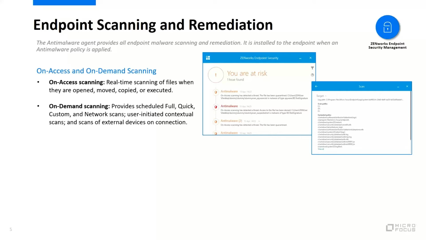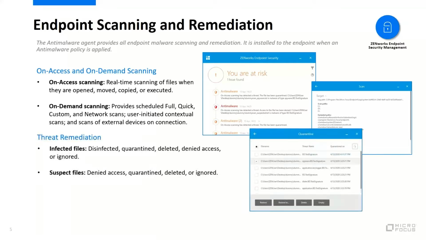To provide a second layer of threat detection, you can schedule full, quick, and custom scans to run on regular intervals on local, removable, and network drives. When the Antimalware Agent detects an infected file, or a file seems suspicious, the scan engine remediates the threat by disinfecting, quarantining, deleting, or blocking the file based on preset best practice policy settings that you can customize as needed.